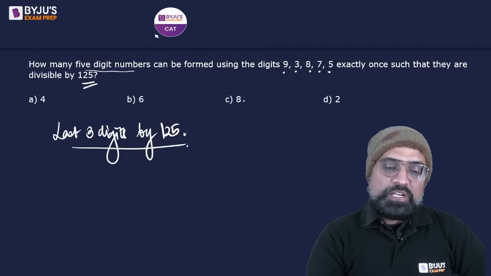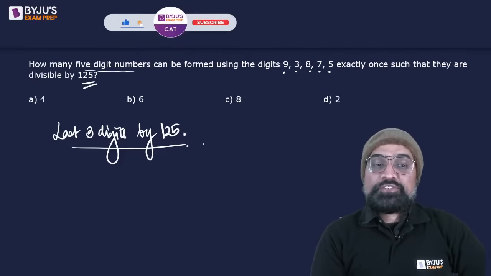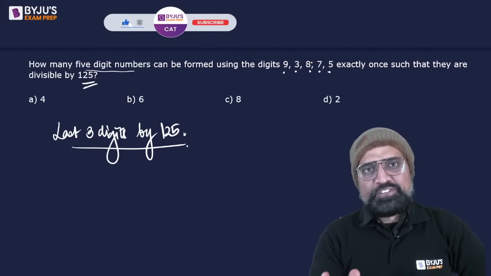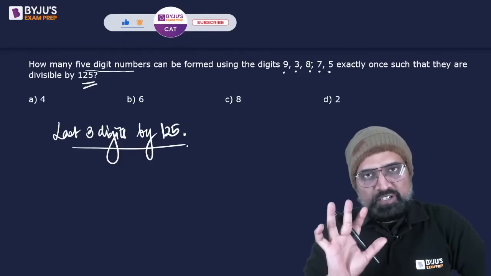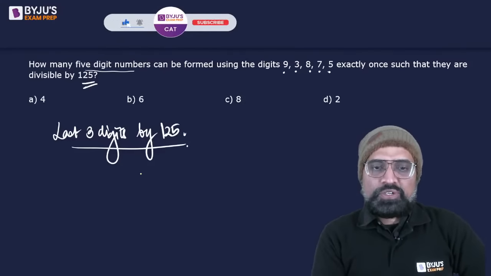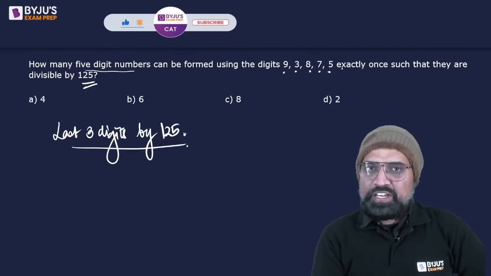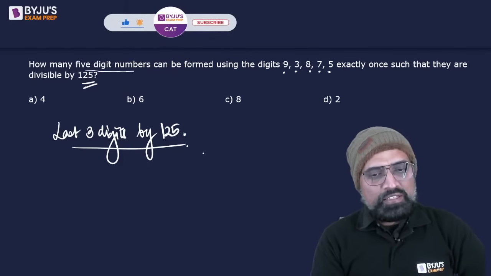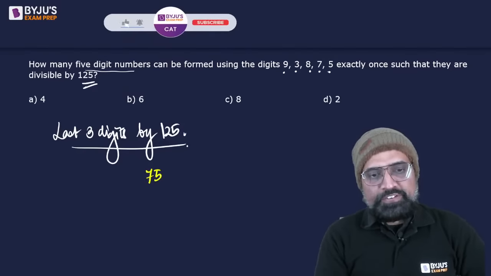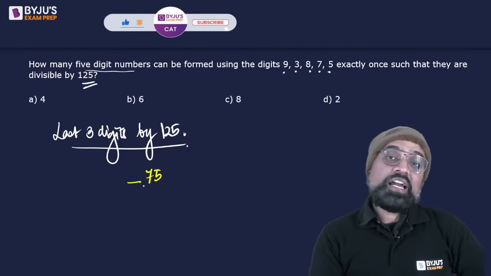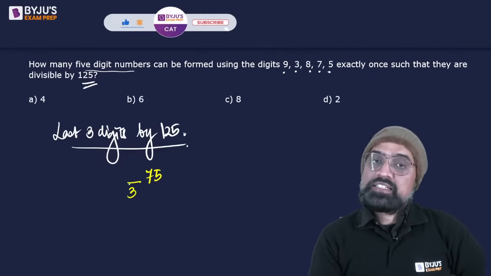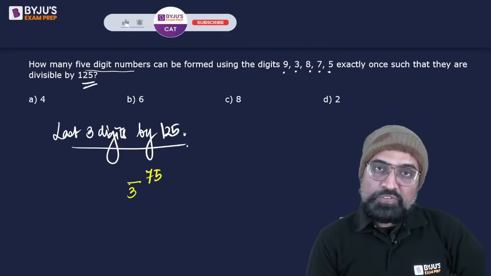So a number is going to be divisible by 125 if the last 3 digits are divisible by 125. For 125, first we have to check 25. For 25, the last 2 digits should be 95, no, 35, 85... The only possibility is 75. What about the hundreds place? Can we have 3? Yes, 375 is in the table of 125.